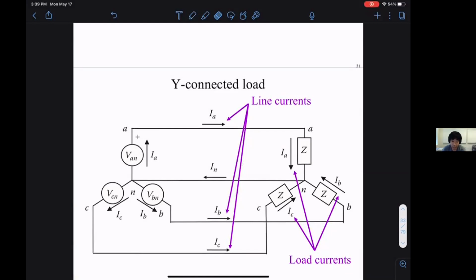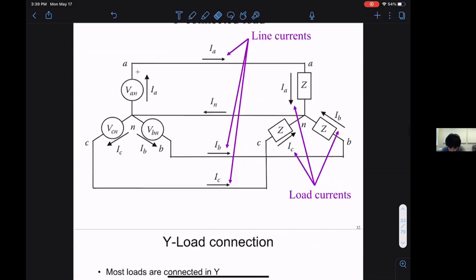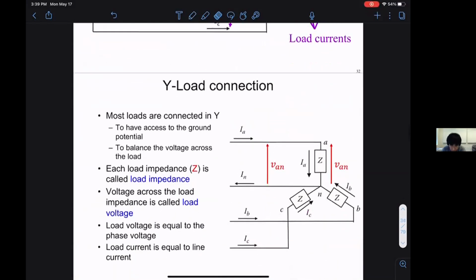Okay, so this is a Y load connection. Most of the loads we have are connected in Y. The reason is, if you connect them in Y, you can still have a ground wire. This carries some neutral current. It's not very large, but if there's slight imbalance, this ground wire can still carry some neutral current.